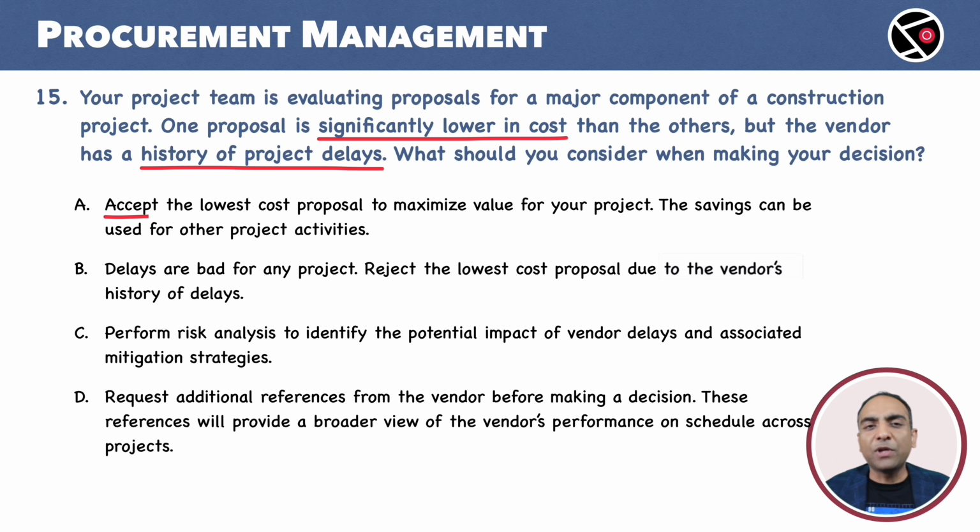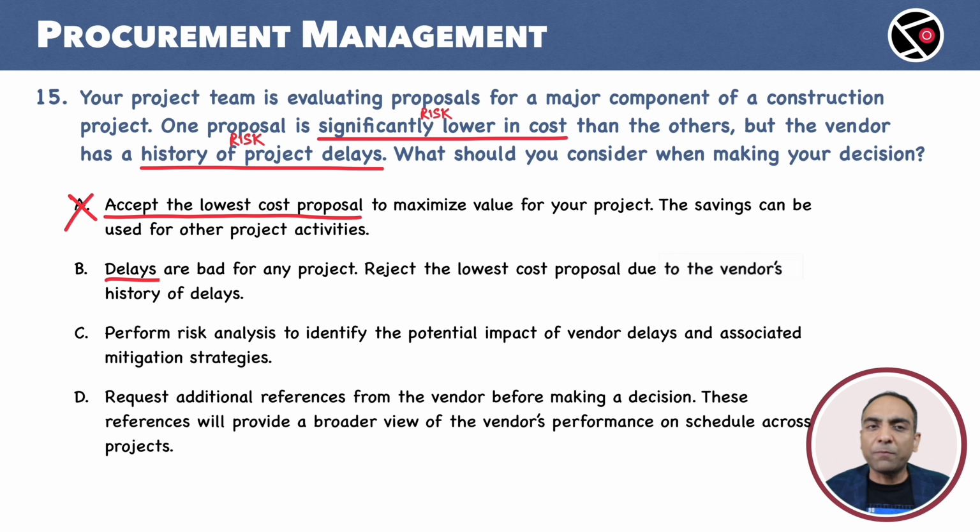A. Accept the lowest cost proposal to maximize value for your project. The savings can be used for other project activities. Looks like an attractive option, but there are a couple of risks that are ignored in this approach. First, why is this proposal significantly lower in costs? Did the vendor understand the requirements correctly? Second, what about the risk of delays? Delays cost money. We will drop option A.